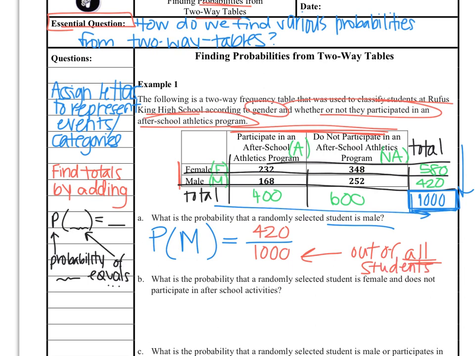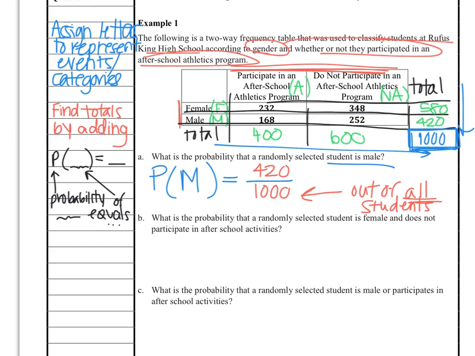Okay. So we've got a second probability here that says, what is the probability that a randomly selected student is female? And that's a key word here, we're going to talk about that, and does not participate in after-school activities. So first let's write this out in words. Probability of female, and what was our symbol for not participating? NA.